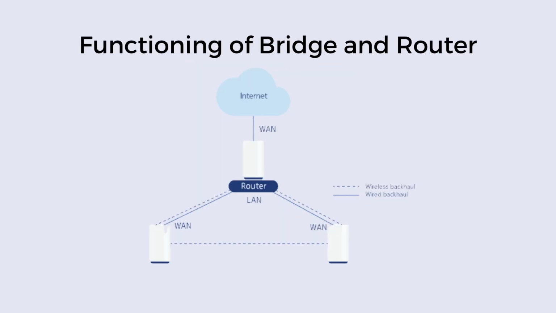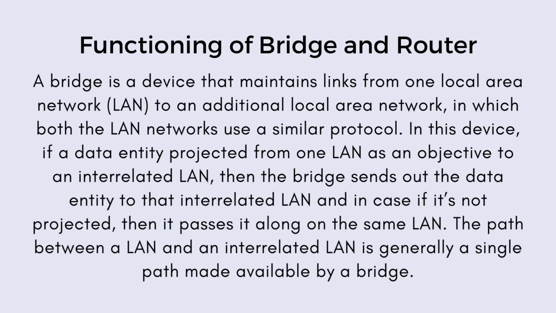Functioning of bridge and router. A bridge is a device that maintains links from one local area network (LAN) to an additional local area network, in which both the LAN networks use a similar protocol. In this device, if a data entity is projected from one LAN to an interrelated LAN, then the bridge sends out the data entity to that interrelated LAN, and if it's not projected, then it passes it along on the same LAN. The path between a LAN and an interrelated LAN is generally a single path made available by a bridge.